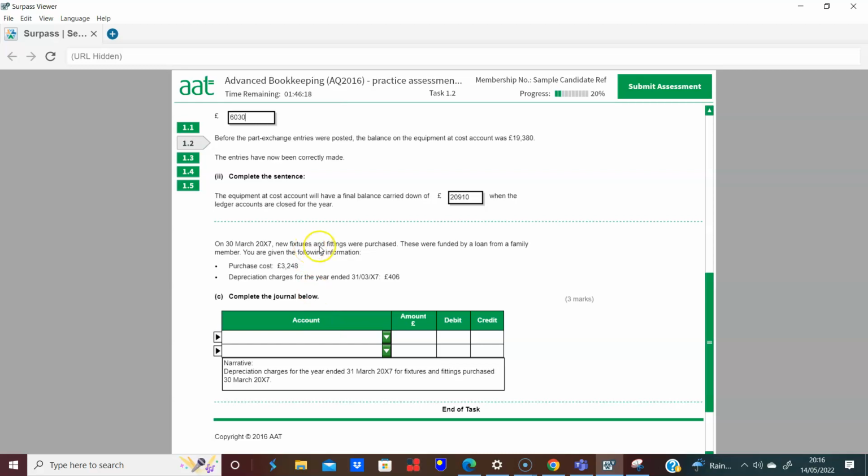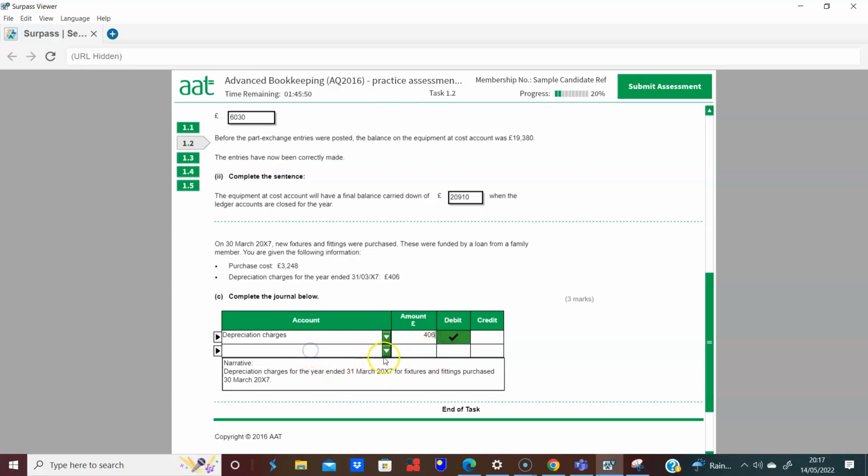And then over here it says that we have another question. On the 30th of March, you buy some new fixtures and fittings. They were funded by a loan, no problem. You bought them for 3,248. Depreciation charges were 406, no problem. They want us to do the journaling. This is the narrative. Depreciation charges for fixtures and fittings. So this is a straightforward depreciation charge. Depreciation charges, that's a debit. 406, pretty straight. It's a debit.